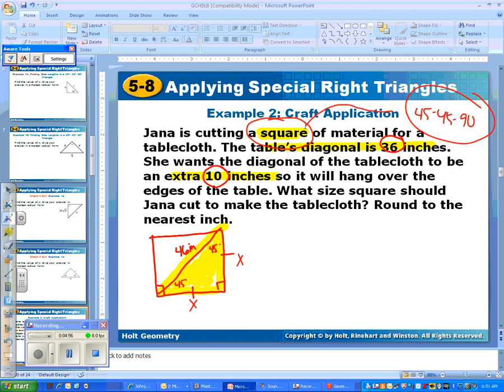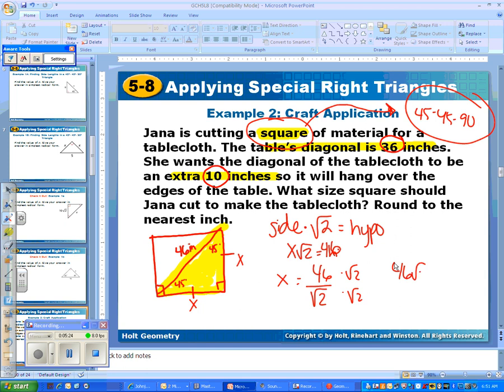All right, so super important that you remember square. You're going to be using the 45, 45, 90 application. So you can do the Pythagorean theorem. I'm not going to. I'm going to use the shortcut, and the shortcut is that the side length times radical 2 equals the hypotenuse. So side length is x times radical 2 equals the hypotenuse, which is 46. So basically all I have to do is take 46 and divide it by radical 2, and that'll be what x is. So multiply both by radical 2, and we have 46 radical 2 over 2, and then these two can reduce, and we get 23 radical 2.